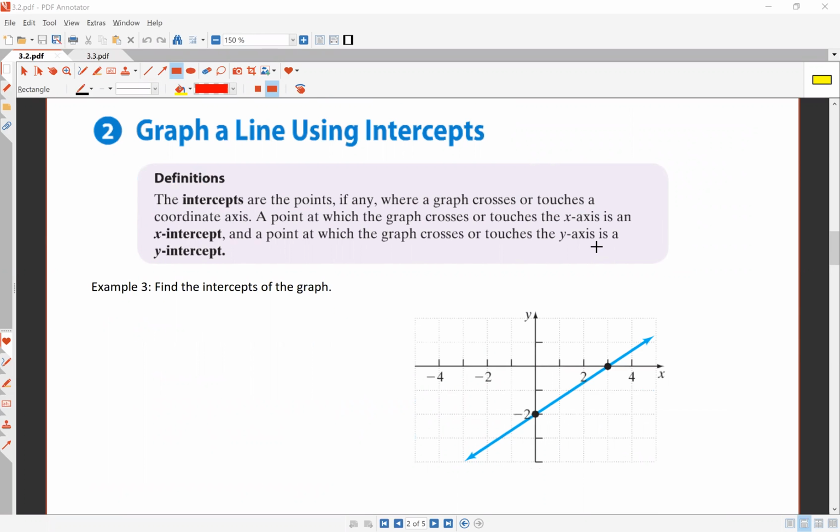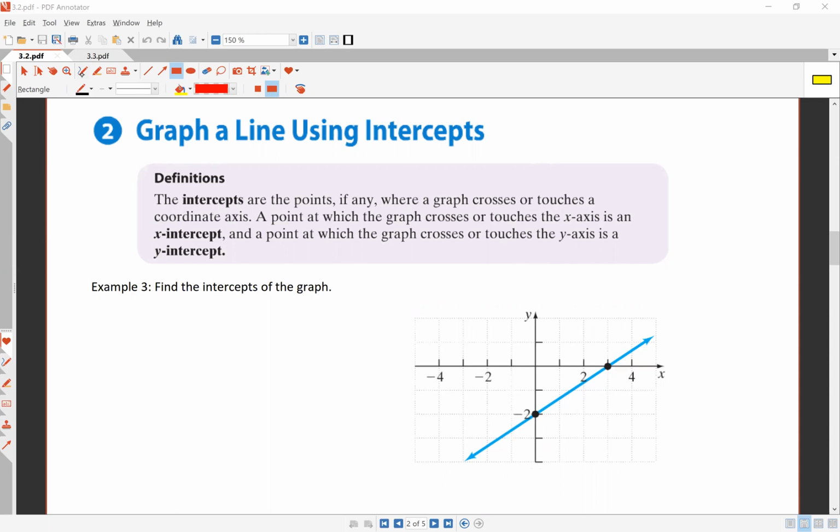The intercepts are the points, if any, where a graph crosses or touches a coordinate axis. We have the x-axis and we have the y-axis. So a point at which the graph crosses or touches the x-axis is an x-intercept, and a point at which the graph crosses or touches the y-axis is a y-intercept.